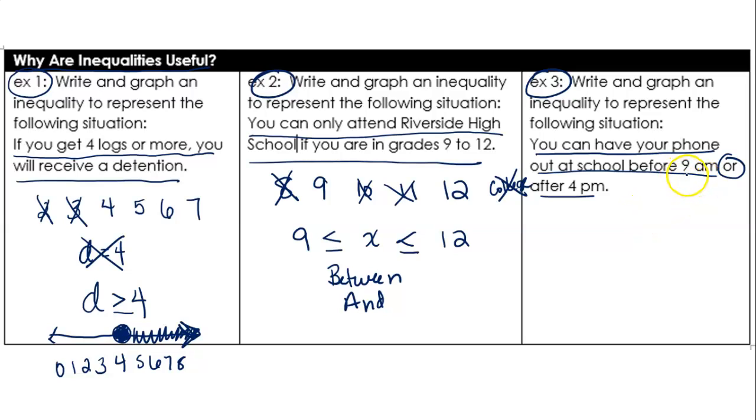We can't both be before 9 a.m. and at the same time after 4 p.m. It's impossible for that to be a thing. So this is what I call, which is not mathematically correct, an out-between problem. We're looking at the outsides.